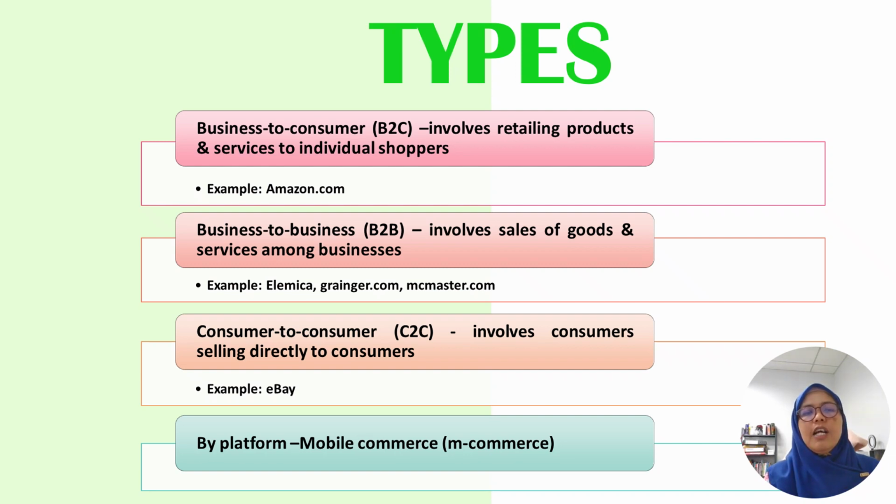Okay, other than B2C, B2B, and C2C, we know that everybody prefers to use portable devices. So in e-commerce we also have another type, which we call mobile commerce or m-commerce, because of the platform. So when you are using, for example, a tablet or your smartphone, indirectly we call it m-commerce.